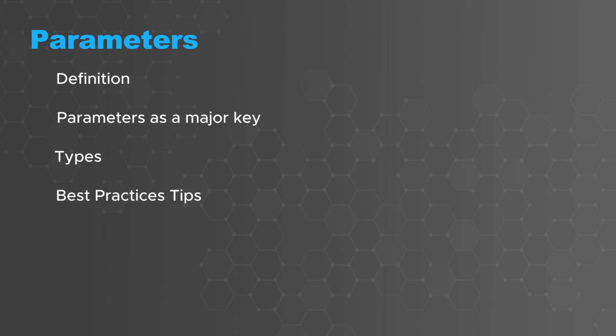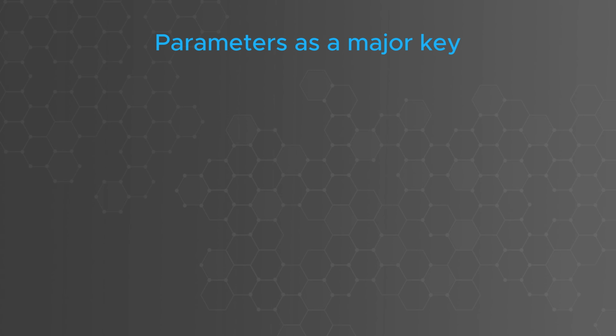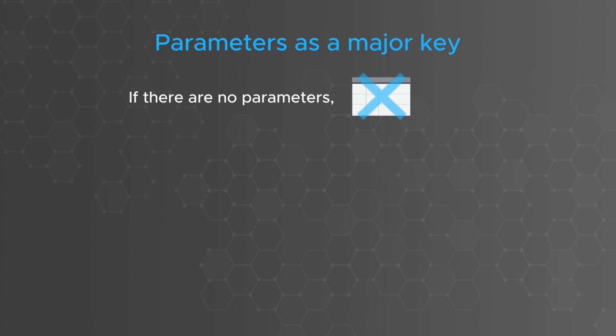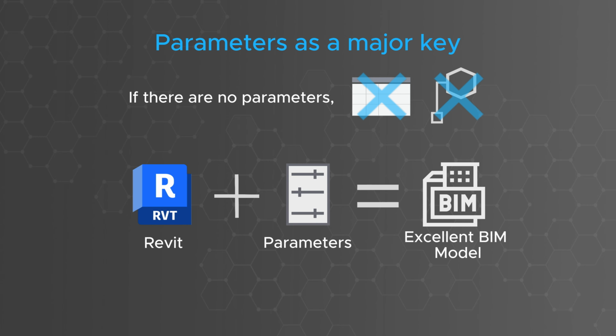Let's go through the second point. What makes parameters a major key in Revit? Revit without a parameter is like a computer without the correct software. The Revit cannot sort data in schedules or tag elements in views without parameters. They perfectly combine together to utilize this data in the model and extract it at any time.